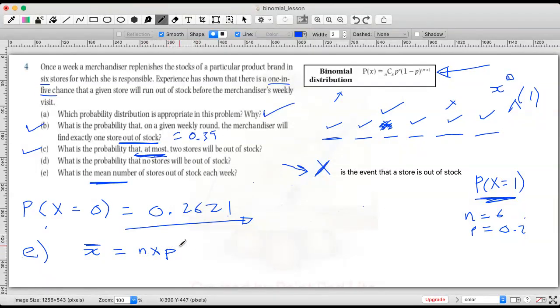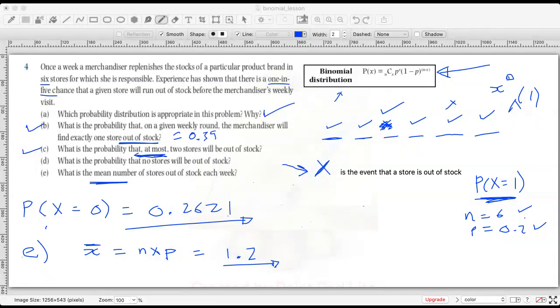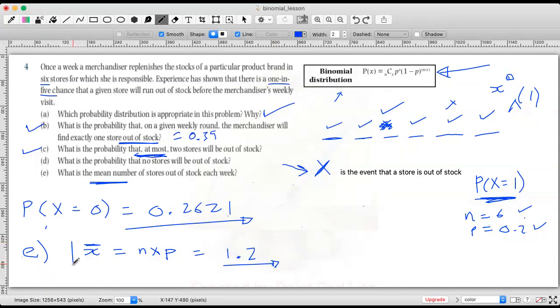It's given to you. So all you need to do to get the average is multiply your n times your p. There's your n, which is 6, and there's your p, 0.2. If you multiply them out, you should get 1.2. Let me just double check. Yeah, 1.2.